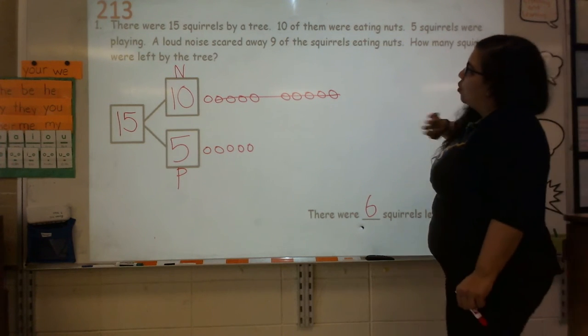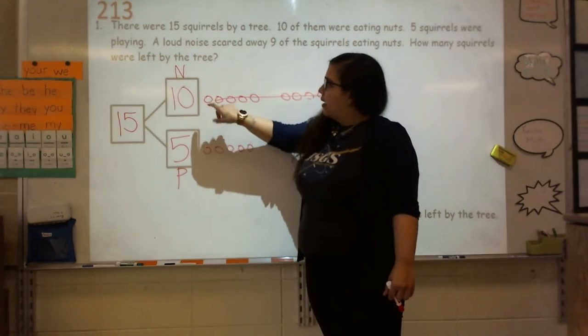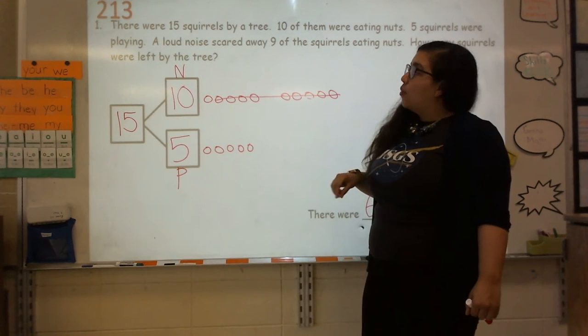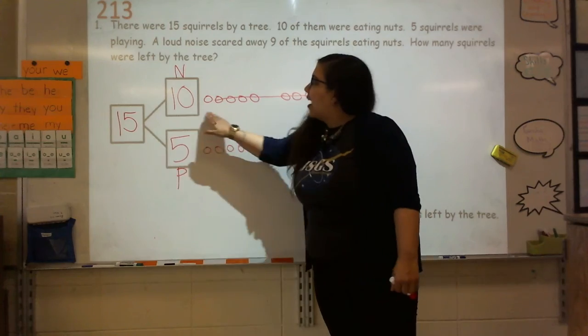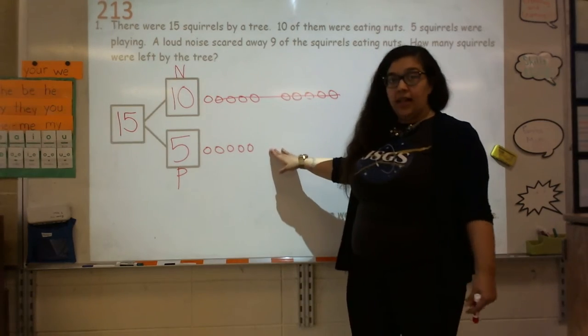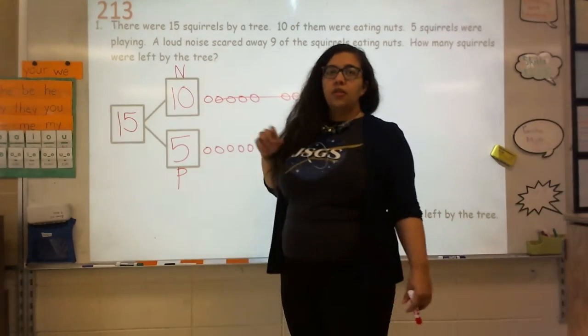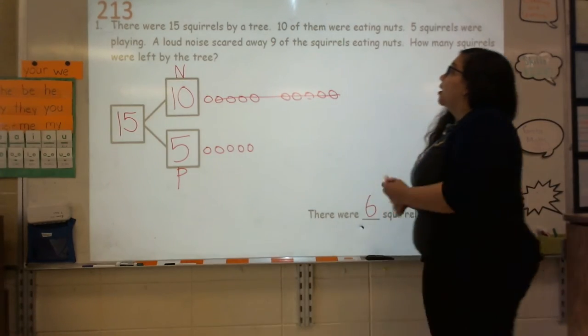What we did was we took away the ones that left and we counted how many remained. Now we can count on by starting with 5. So we know the squirrels playing didn't go anywhere. So 5, 6. So 5 and 1 more, 6. Good.